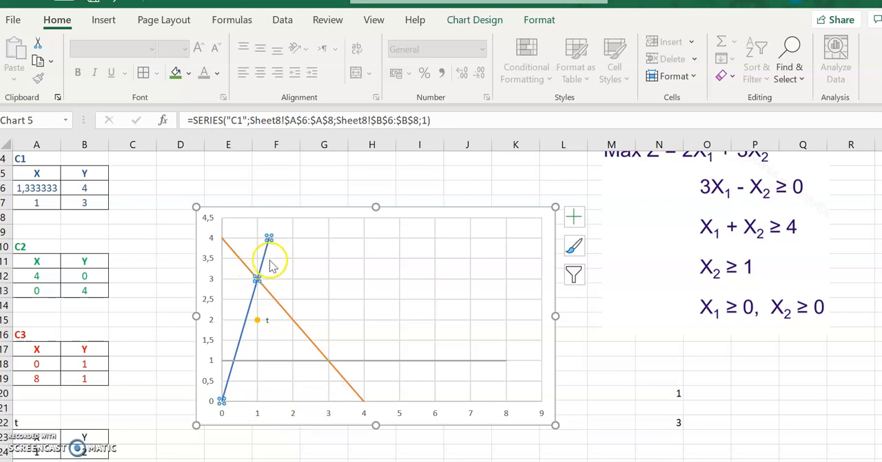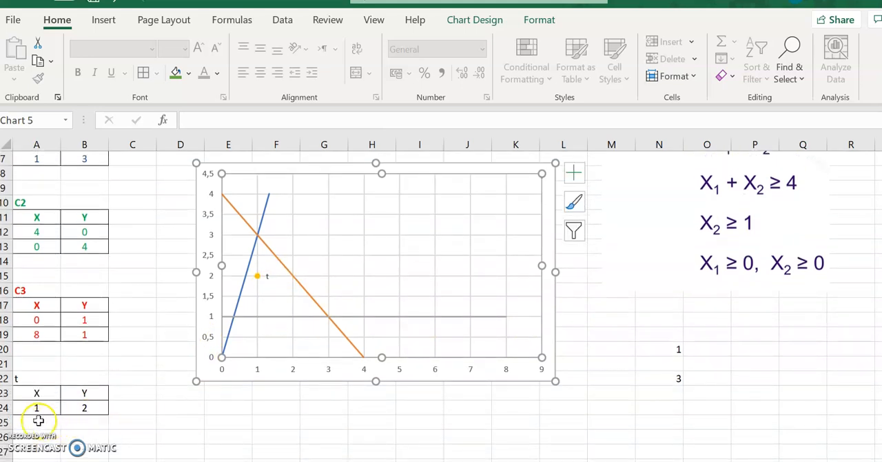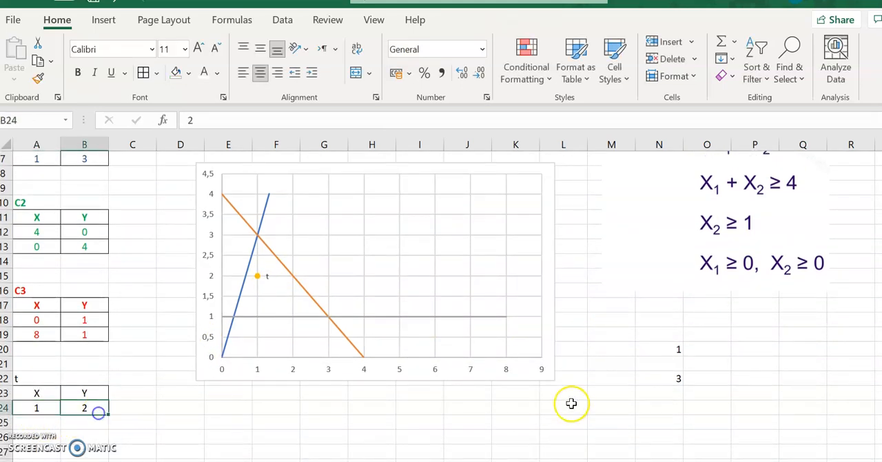To test whether this constraint is facing this way or this way, we're going to use this point we call T. Now, we usually test with point 0, 0, but since this line is going through the point 0, 0, I decided to use a different point. So point T has the coordinates 1, 2.